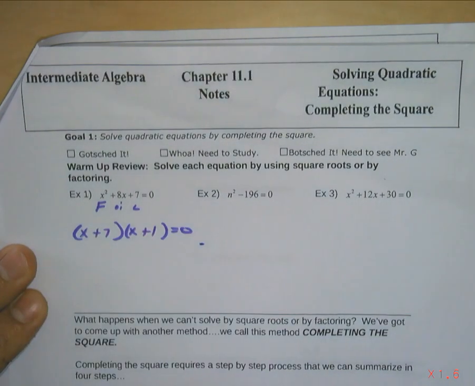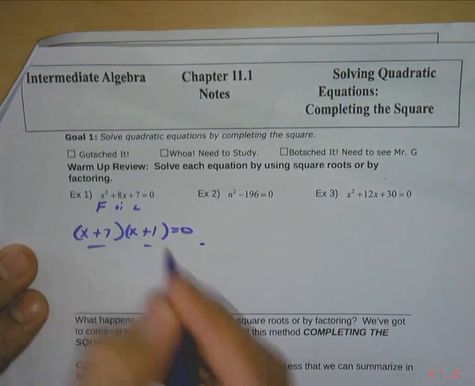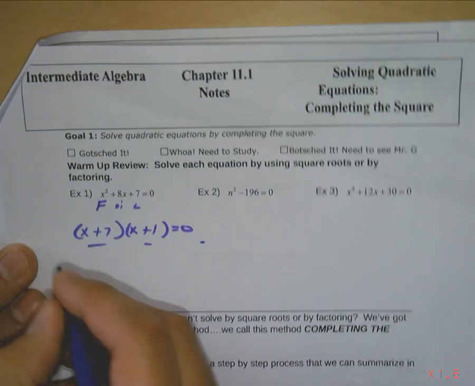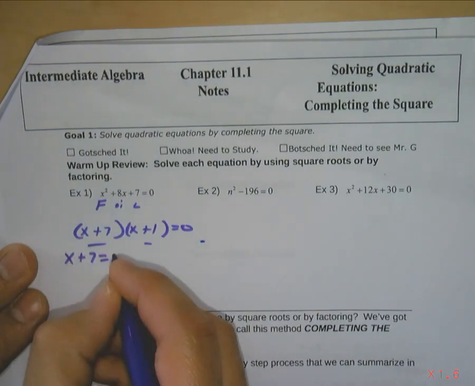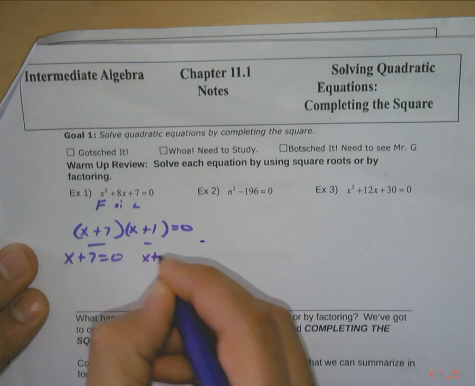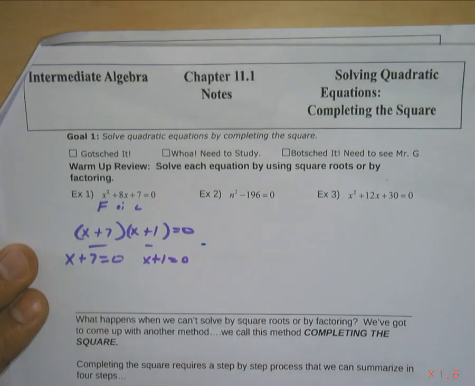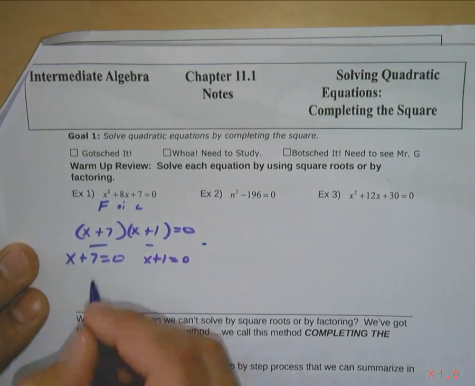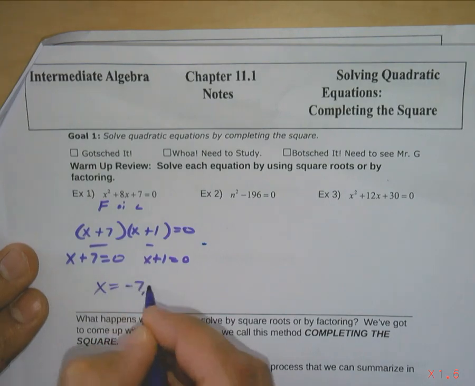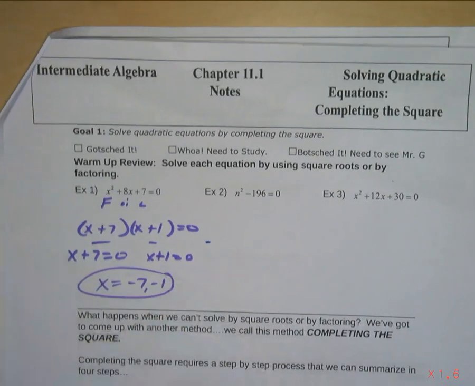You guys okay with that? Yes. And then we set each one equal to 0. So if you need to, take x plus 7 equal to 0 and x plus 1 equal to 0 and solve. Or just do opposite sign. We should get, what, negative 7 and negative 1 for our solutions. Okay. Good stuff.